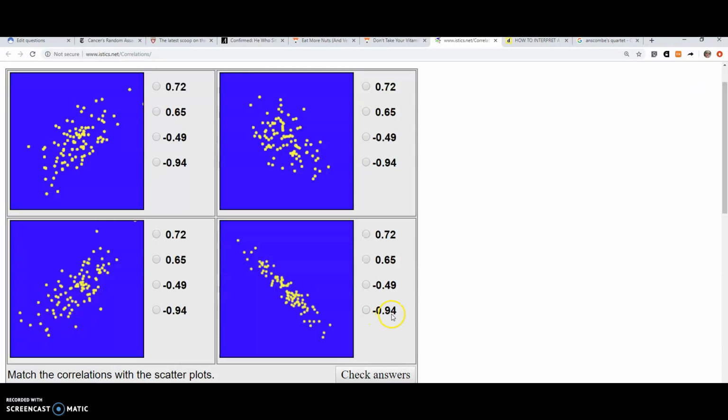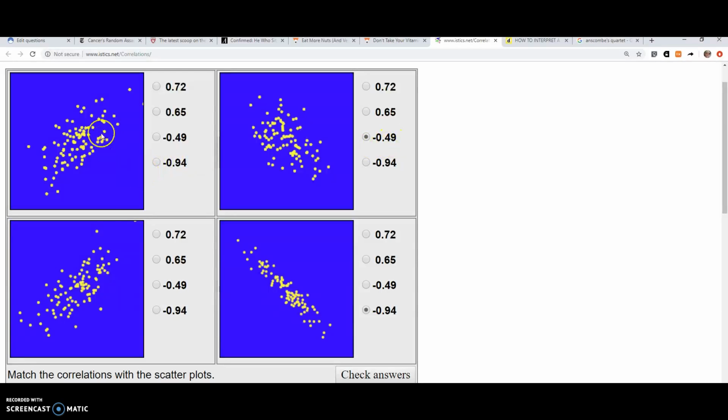Negative 0.94 is closer to -1. In other words, it's a stronger downhill correlation, and that is what we see here. These dots are much more closely linked to a line than these are. So I'm going to check that. This is the only other negative one there, so that would be a weaker correlation there, closer to 0.